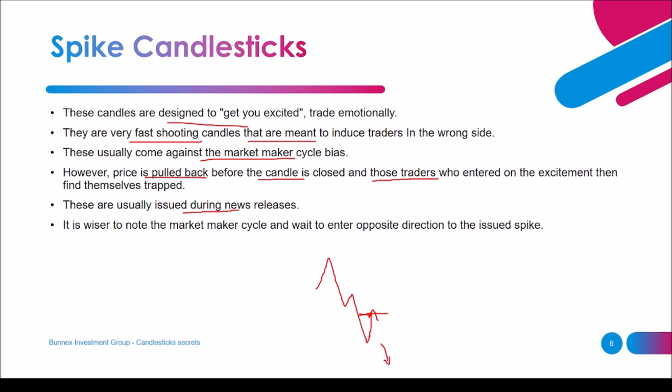So why is all this important in your trading? It is wiser to note the market maker cycle first. That's the only thing that you need to know. It's a fundamental job to know where the market makers are moving, the market maker cycle, and wait to enter in the opposite direction to the issued spike, right? So what do we mean?